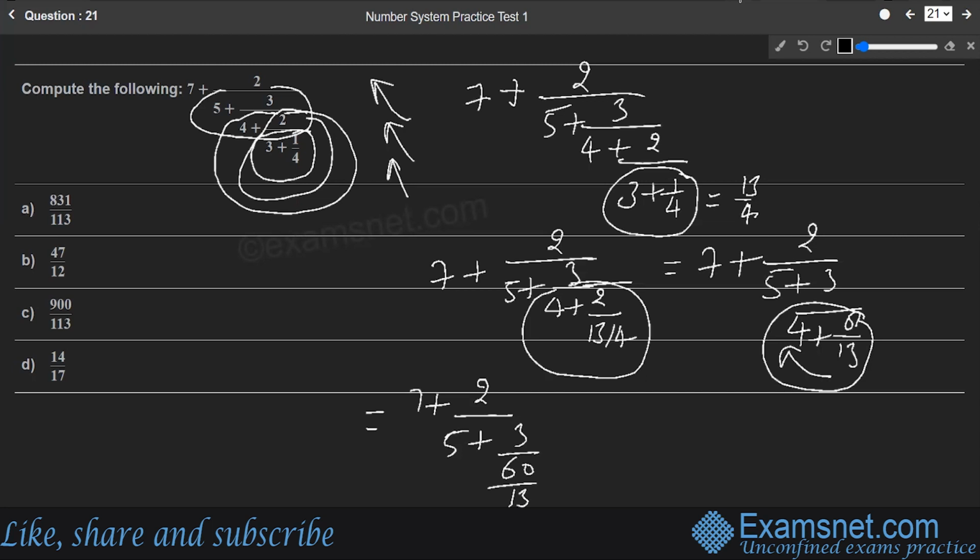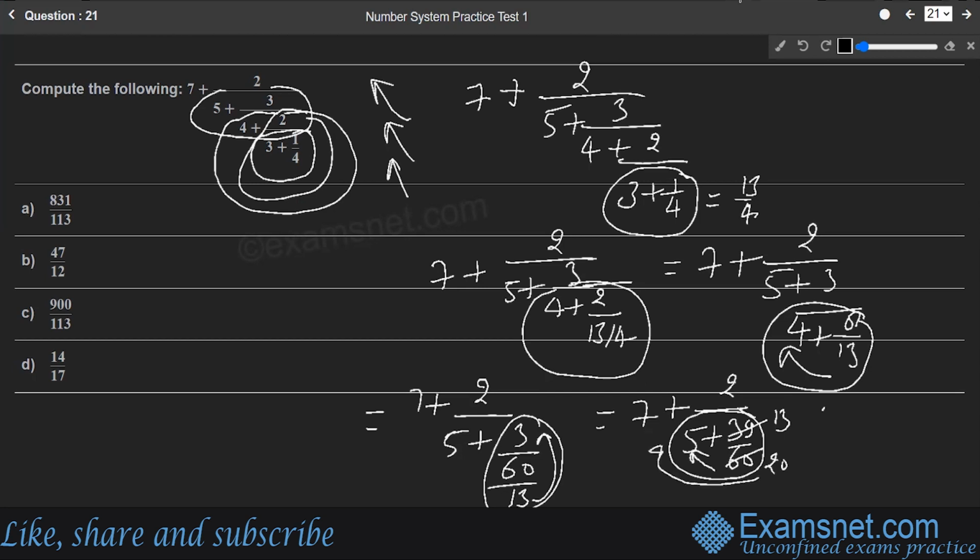Now we have to solve this particular thing. 13 will go up, so it will become 39 by 60. So in the next step, we can write 7 plus 2 divided by 5 plus 39 by 60. Now we have to find the complete solution of this: 5 plus 39 by 60. For this, we need to add: 5 times 60 is 300. Rather, we can cut this by 3 to make it simple. So 3 times 13 is 39 and 3 times 20 is 60. So it has become 7 plus 2 by 5 plus 13 by 20.